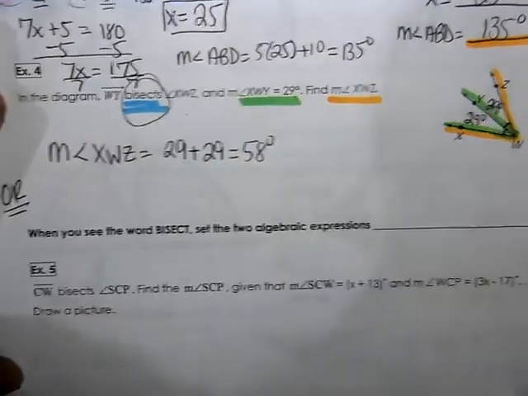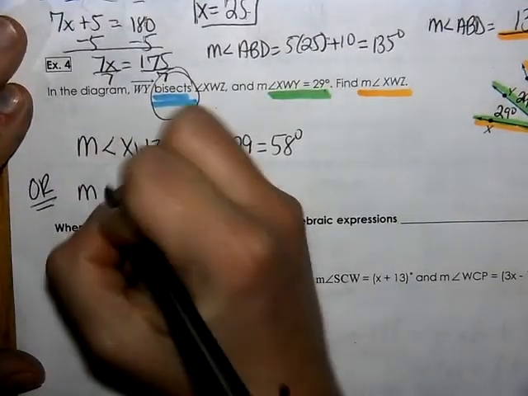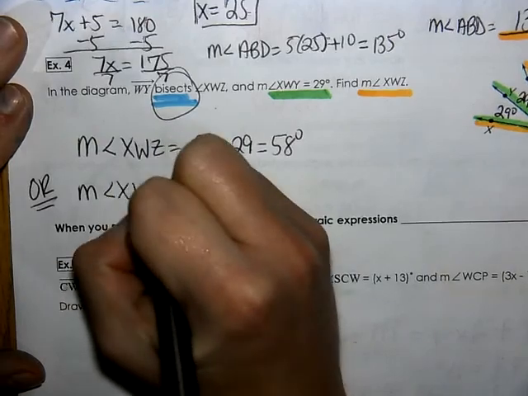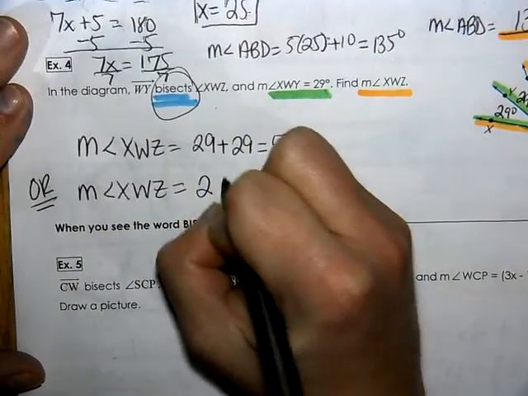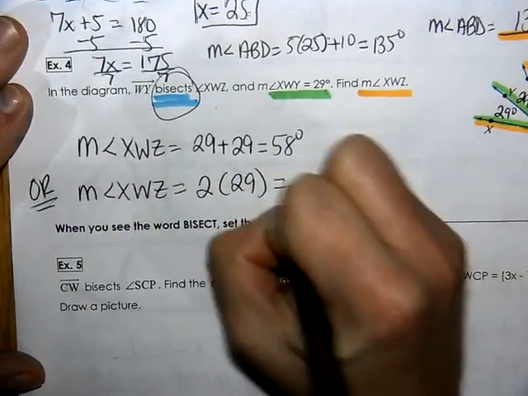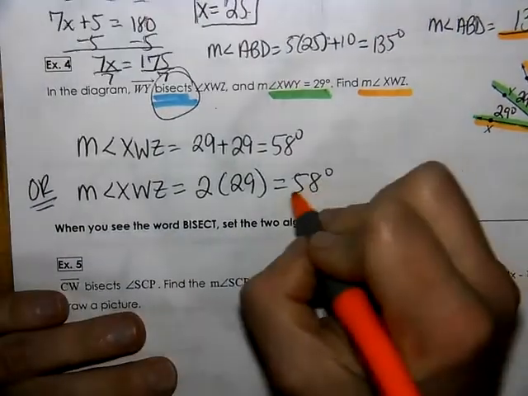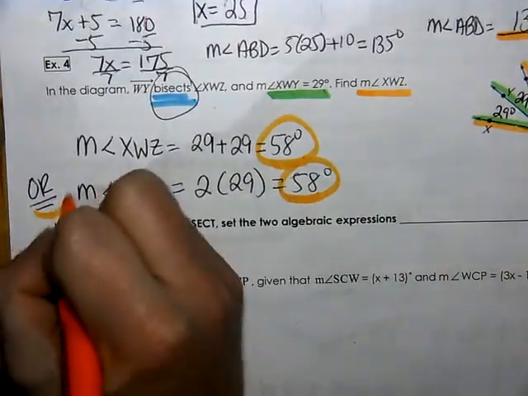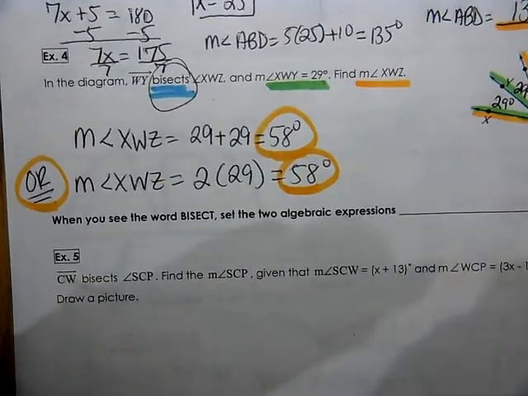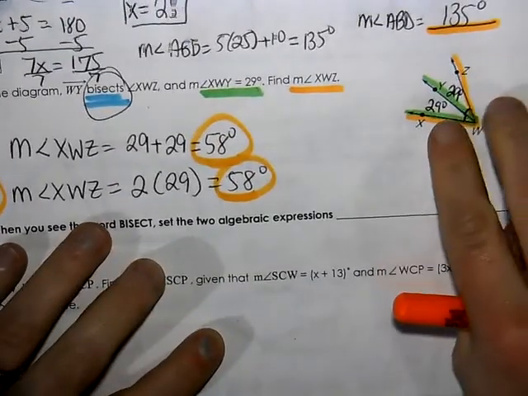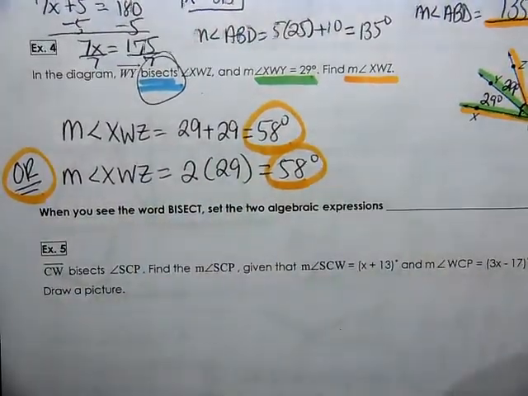Another way that you could solve it is you could take the measure of angle XWZ is equal to 2 times 29, which is still going to be 58 degrees. So there are two ways for us to come up with this answer, and that is either to simply add the two angles together or to double them.